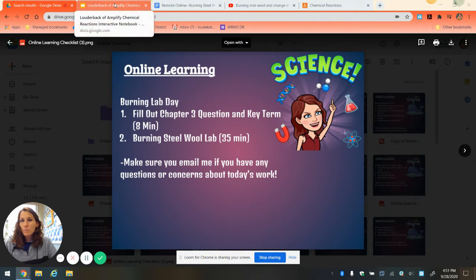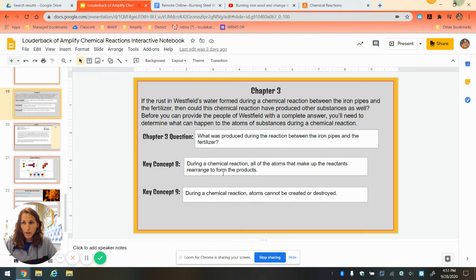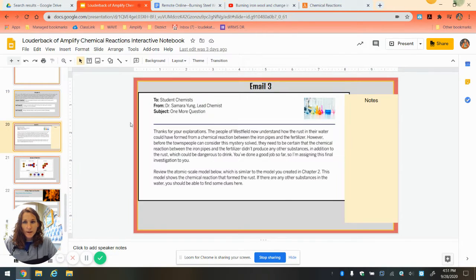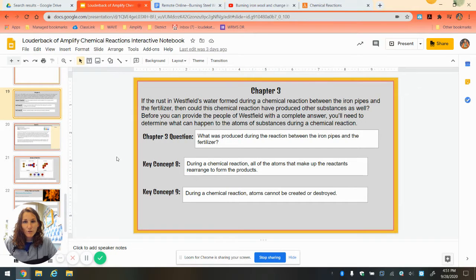So you need to open your Amplify notebook, and we are on slide 19. Slide 19 talks about how, if the rust in Westfield's water formed during a chemical reaction between the iron pipes and the fertilizer, could this chemical reaction have produced other substances as well? Before you can provide the people of Westfield with a complete answer, you'll need to determine what happened to the atoms of substances during a chemical reaction.